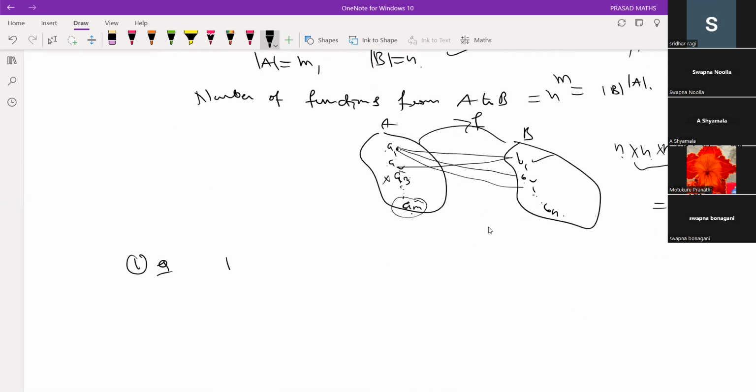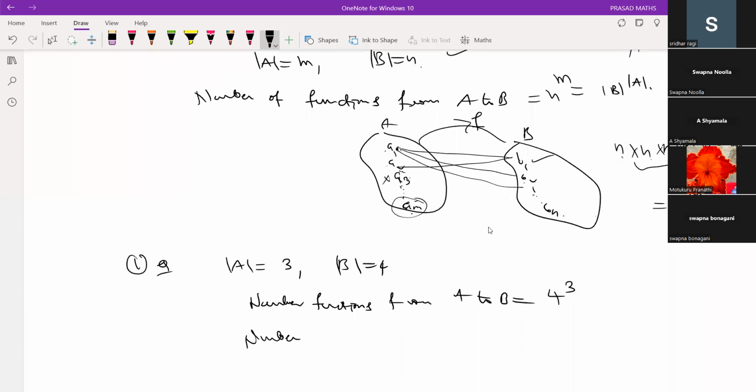Suppose the cardinality of A is equal to 3, and the cardinality of B is equal to 4. The total number of functions from A to B, what is this? 4 power 3. Now the number of relations which are not functions from A to B.